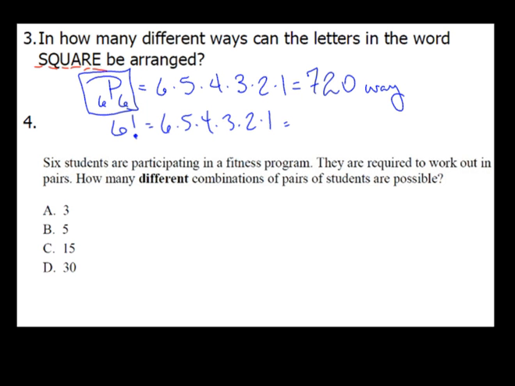In example number 4, we have 6 students participating in a fitness program. They are required to work out in pairs. How many different combinations of pairs are possible? So I have 6 students. So I'm doing a permutation where I have 6 students, and I'm going to take 2 of them. So I'm going to do 6 times 5. 6 times 5 is 30. So there's going to be 30, assuming there is a first person and a second person for each group.